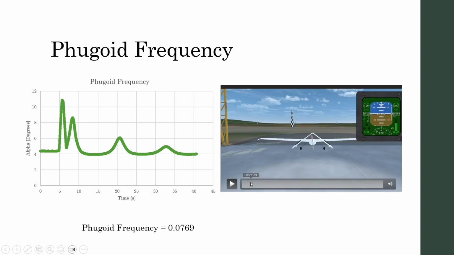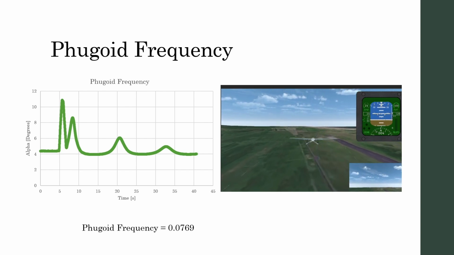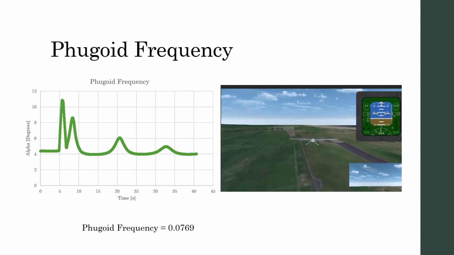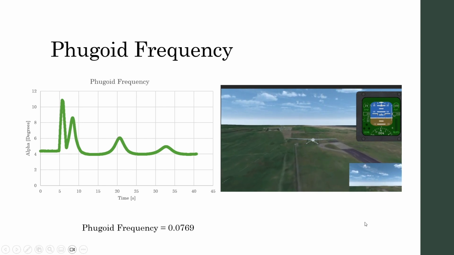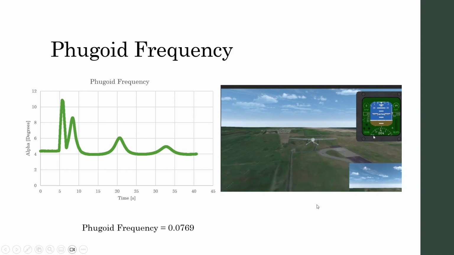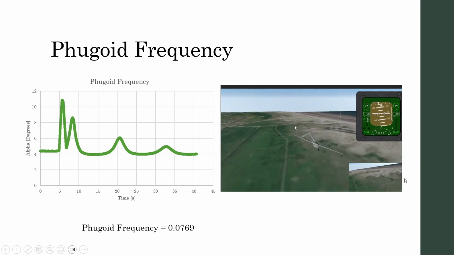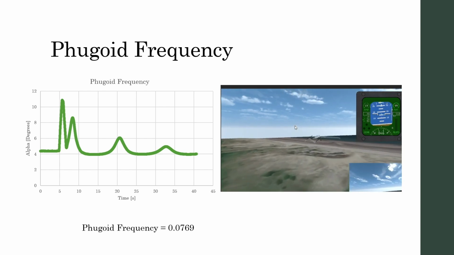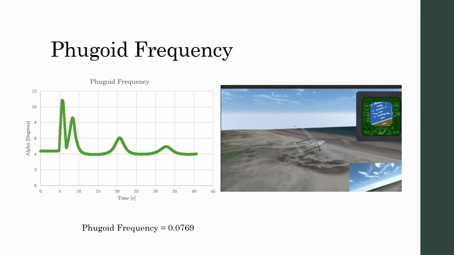The phugoid frequency was measured using the experiment shown on the right. So this was a large disturbance in angle of attack, followed by no input from the pilot to understand the recovery of the aircraft. And the phugoid frequency in this case was 0.0769, which was found using the differences between these two peaks. So you can see there, no input is being made by the pilot. However, the aircraft is still going up and down.